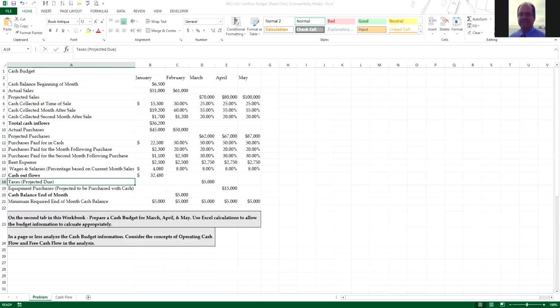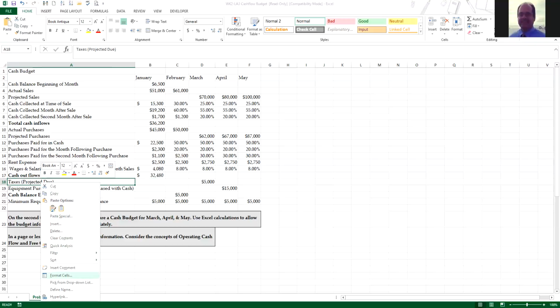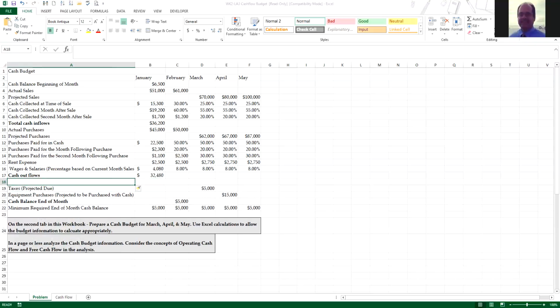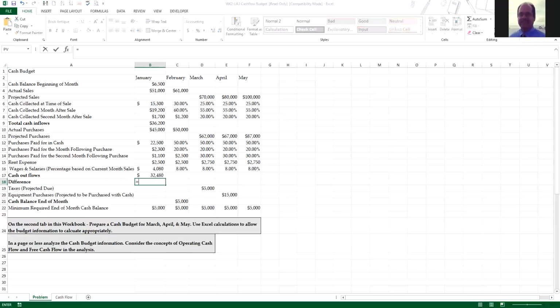Let me insert a cell here because we need to figure out the difference between those two. Okay, so now we need to figure out the difference between those two. So you had equals, you had 36,200 came in, then you had 32,480 going out. So that's your difference.